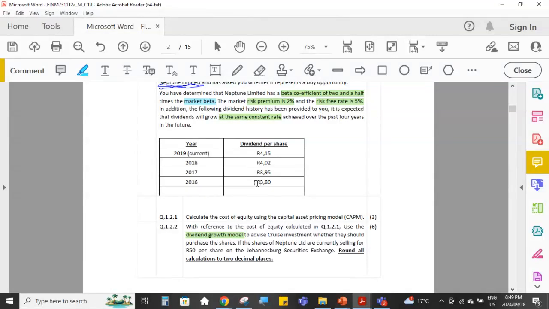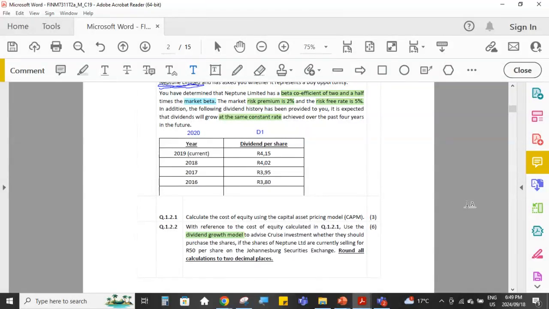Remember, in our formula, we have to use D1, which would be what is the likely dividend that will be paid out in 2020. So 2020 will be D1. So we've got to calculate what is the value of the dividend that will be paid out in 2020, given the fact that this is the way that the dividends have been growing over the last 4 years, and they told us that they are expected to grow at the same constant rate into the future.